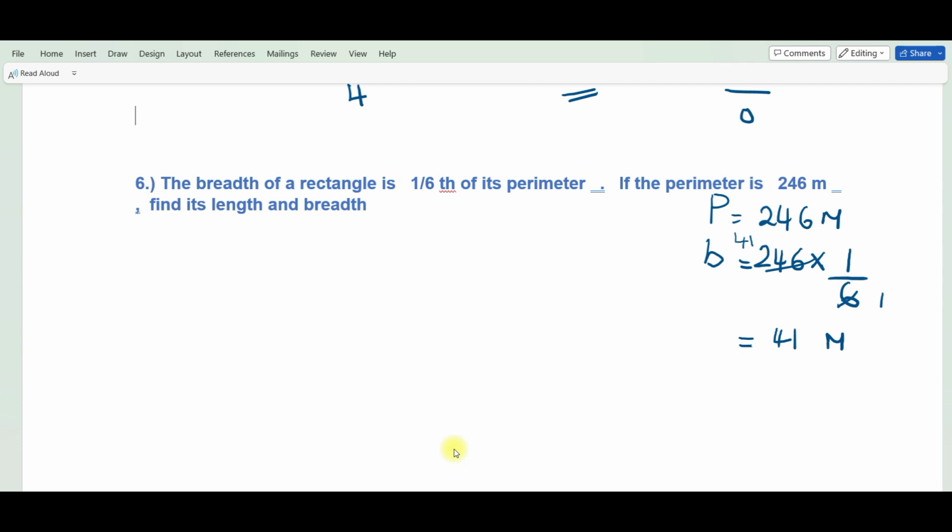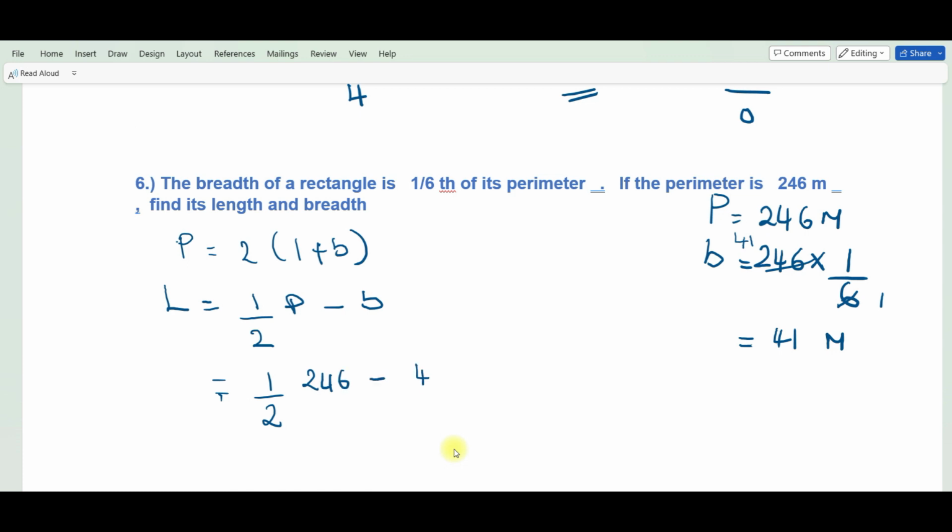As all of you know, if I have to consider the rectangle, the perimeter of a rectangle would be 2 into L plus B. Now if you have to find length, as I taught you, length would be 1/2 perimeter minus the breadth. So you will have to just simplify it. That is 1/2, the perimeter is 246 minus the breadth is 41. Now I just simplify it here.